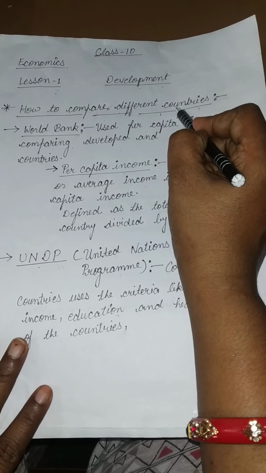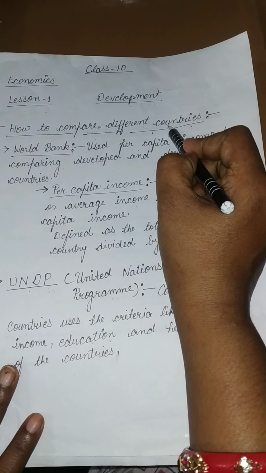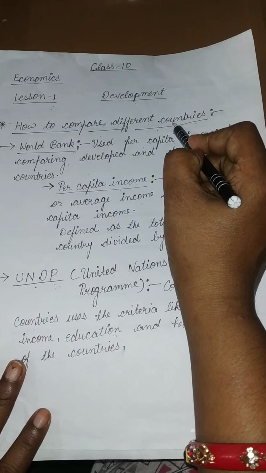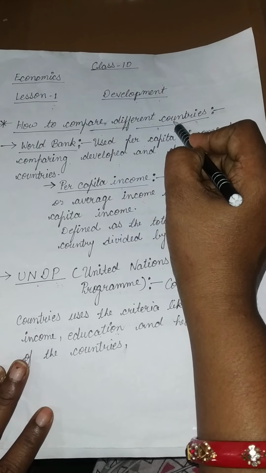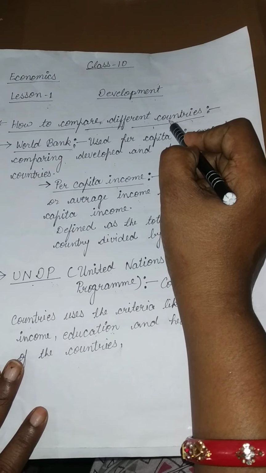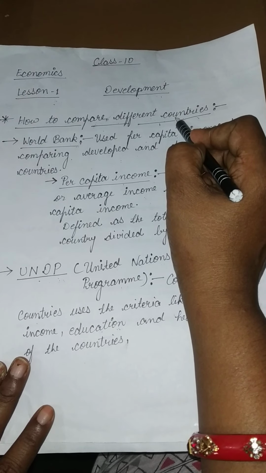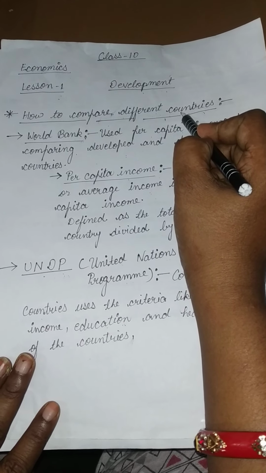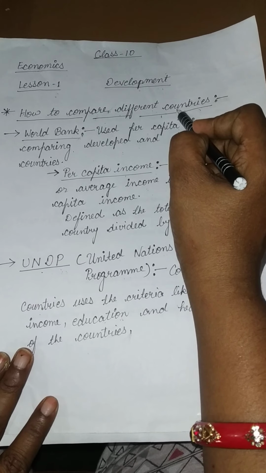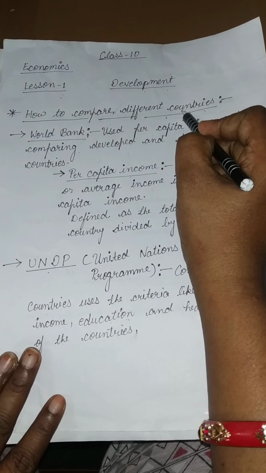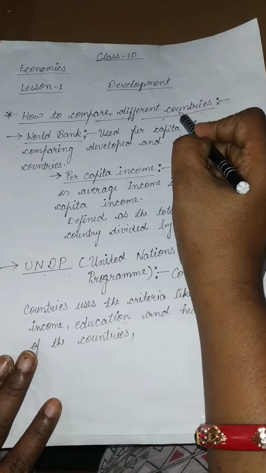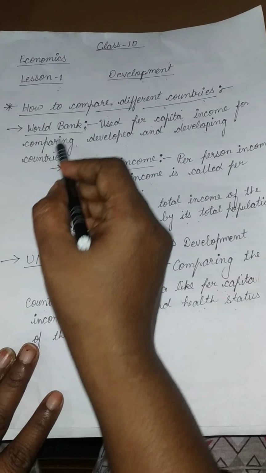So for that, to compare or to measure the status of different countries as developed or developing, we have two organizations which provide us data, according to which we know which country comes into developed status and which country comes into developing status. The first organization is the World Bank.